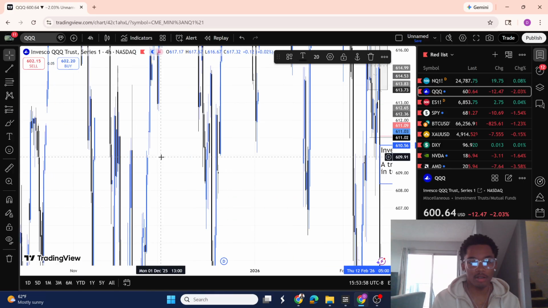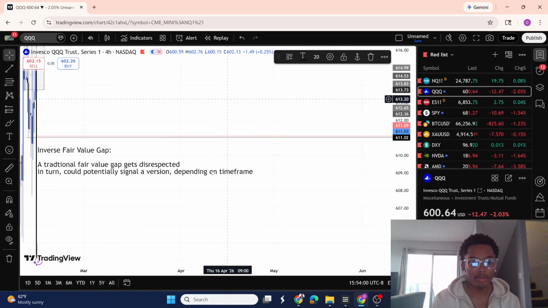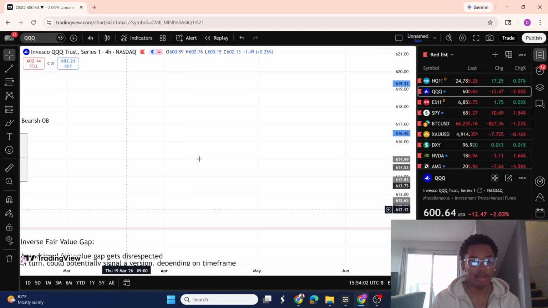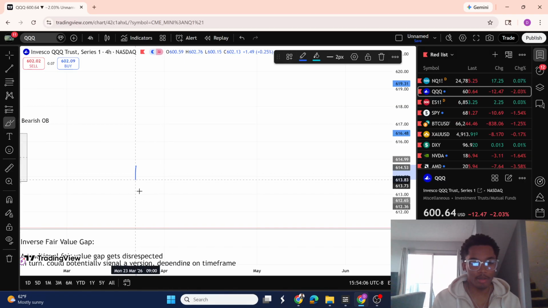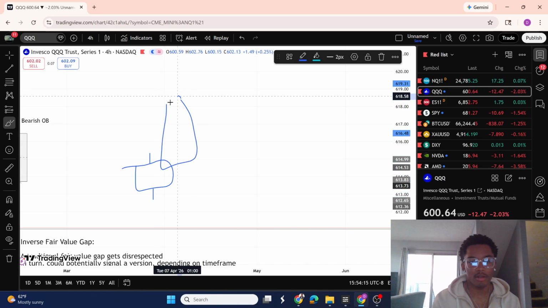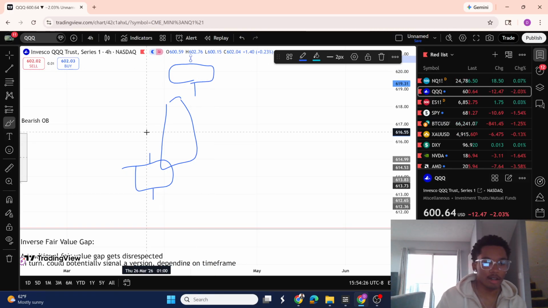Zoom out here and just go to a blank space. All right, so a traditional fair value gap will look something like this. Boom. Boom. It's not perfect, but you guys get the point. All right, so this right here would be our gap, right?